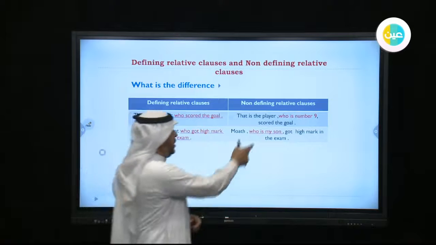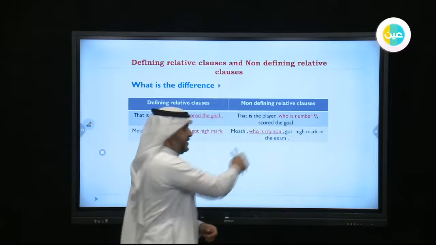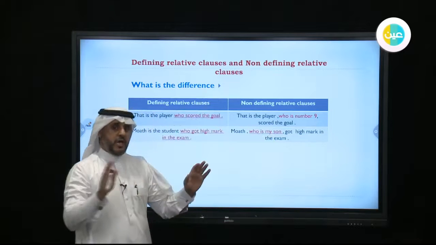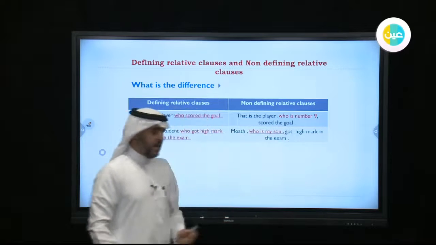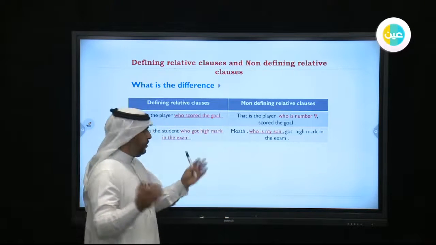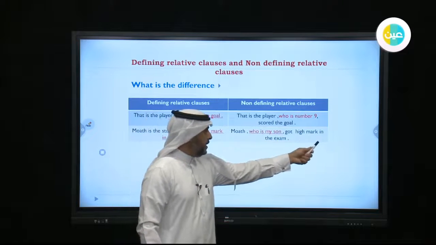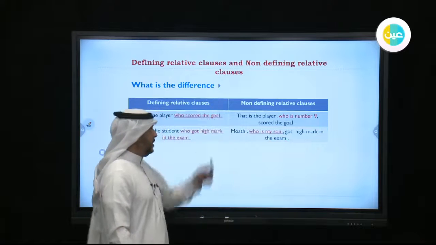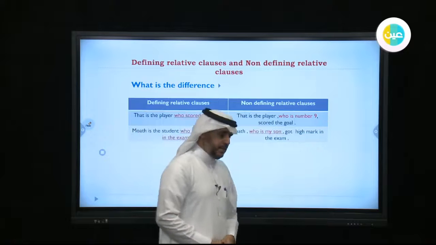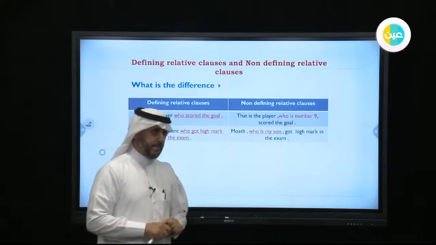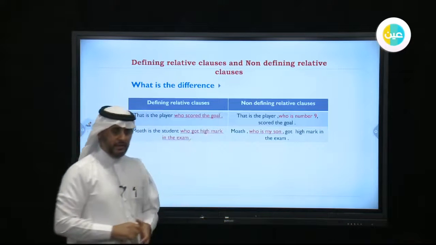Which part of the sentence? Who is my son? It means that I can cross out who is my son without changing the meaning. Again, معاذ got high mark in the exam. The meaning is full. المعنى مكتمل وواضح. I can cross the non-defining relative clause. It becomes معاذ got high mark in the exam. This is the difference between the two sentences. هذا هو الفرق بين الجملتين defining relative clause and non-defining relative clause.